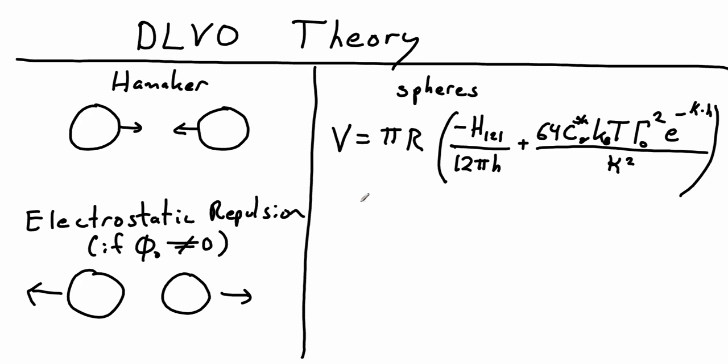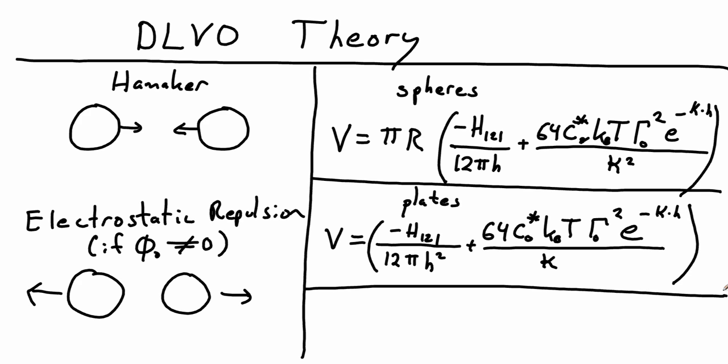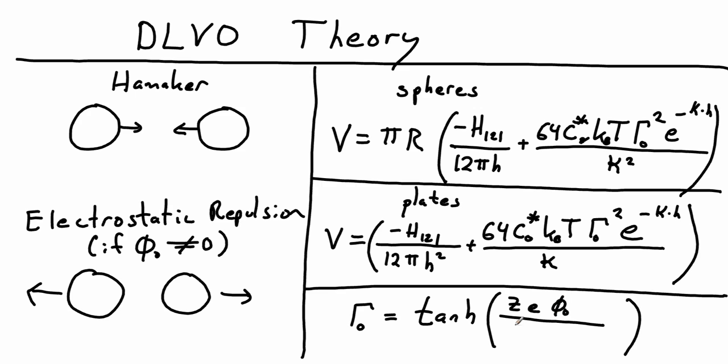Okay, let's also write the expression for plate-like particles. And as a reminder, cap gamma naught is just a hyperbolic tangent, and it's a ratio of electrostatic energy over random thermal energy. Note that since we only have one number in here for Z, this is a simplified expression for symmetric electrolytes. So +1, -1 electrolytes, or +2, -2 electrolytes, etc.